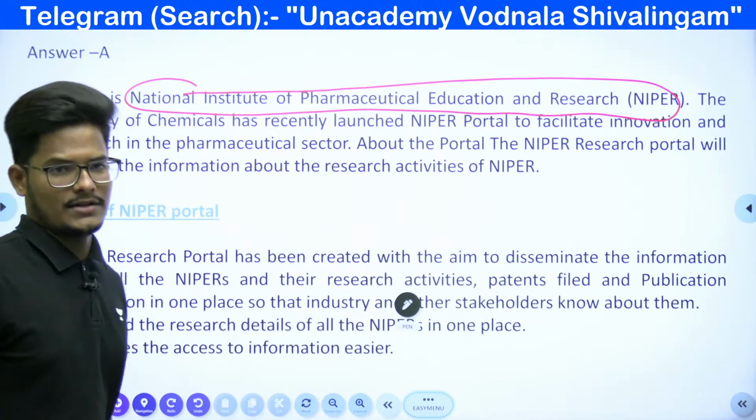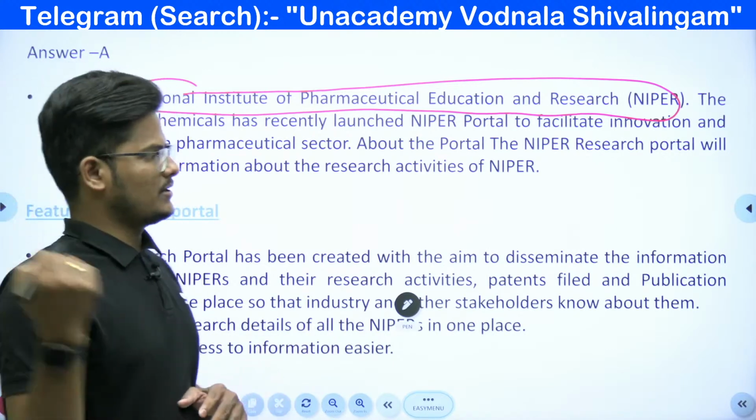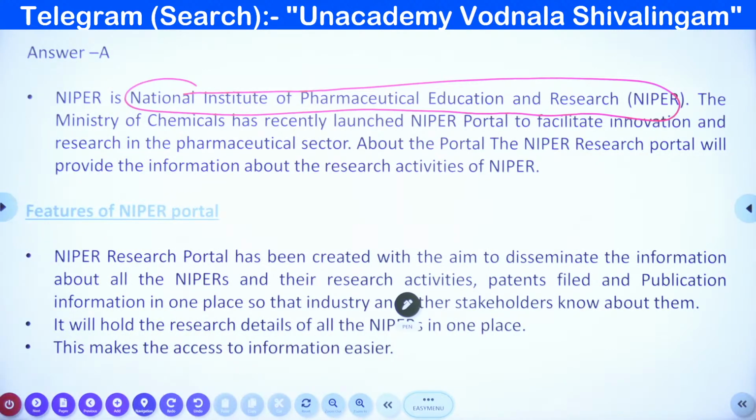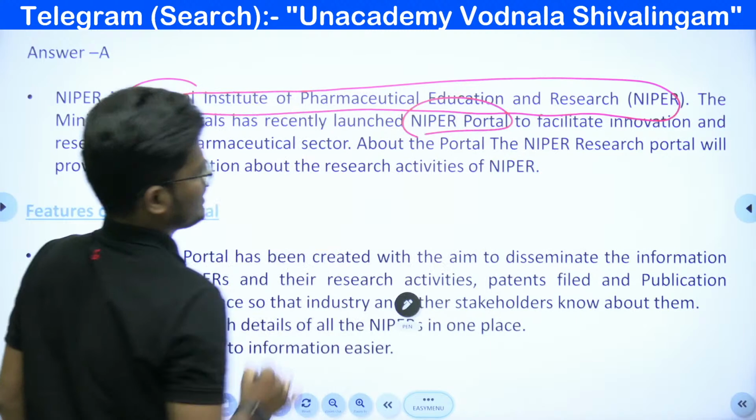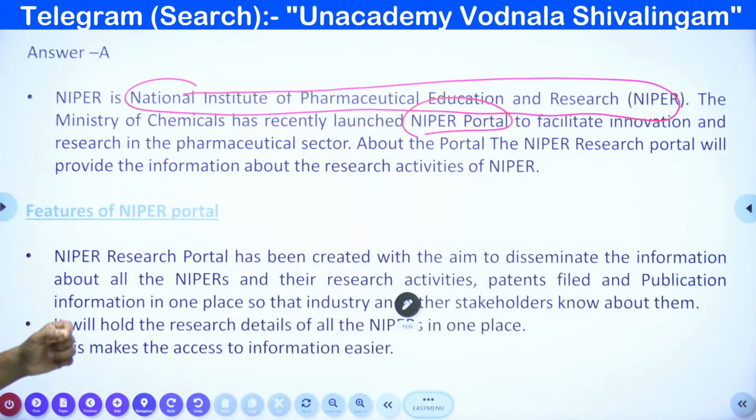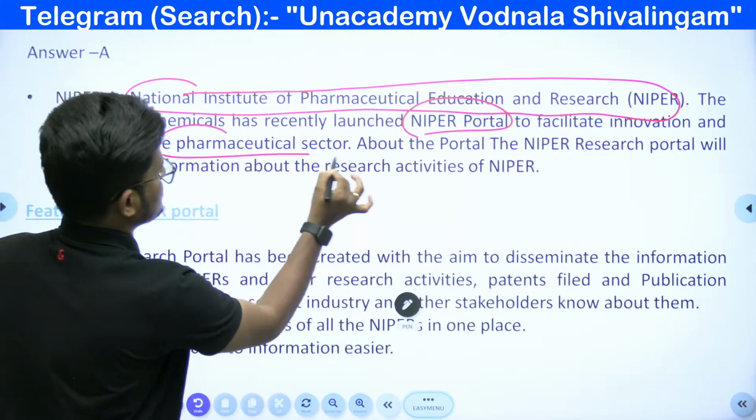It is also there in Hyderabad, I think, near to us only. The National Institute of Pharmaceutical Education and Research. The Ministry of Chemicals recently launched this NIPER portal, mainly for what purpose? To promote innovation in the pharmaceutical sector.